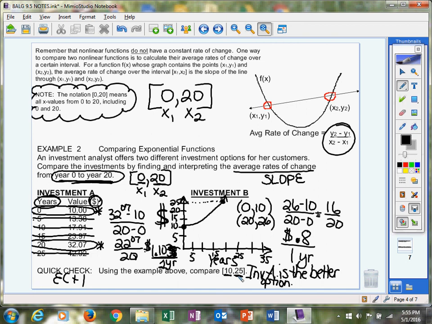Okay? Awesome. Try that on your own, and you may have to look in your book on page 661, because I didn't draw the graph showing year 25 on my graph, but it's in the book. So you may want to check that.